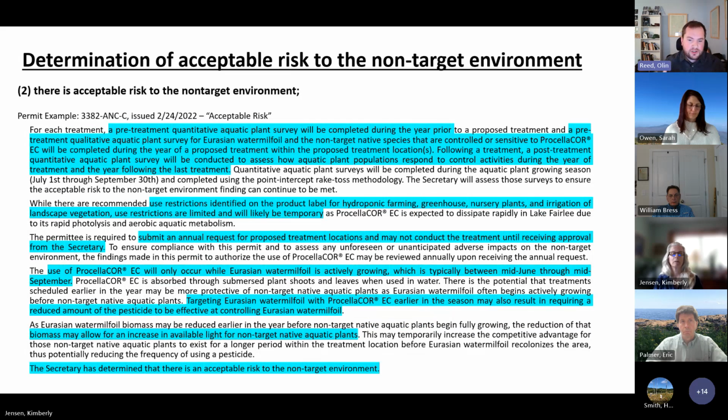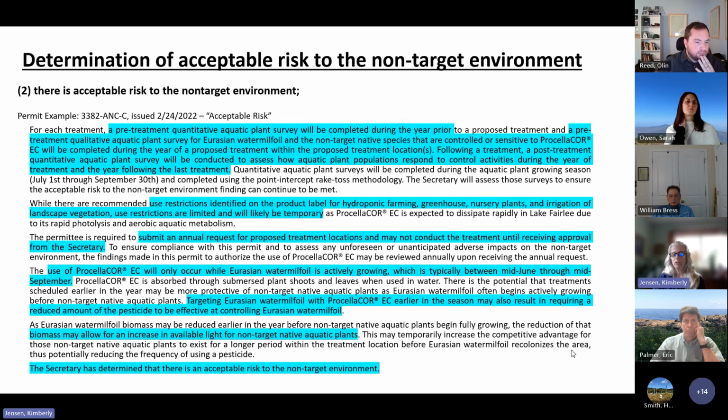And then again, we require pre-treatment plant surveys and post-treatment plant surveys. Those are so we can do a statistical analysis, which we completed, I believe, last in 2021, to see if we're seeing any statistical change in plant populations, frequency of occurrence, that sort of thing. And that's why we require these things. If something is happening, we can then go back and say, okay, we need to lower the amount that they're treating a lake with. We need to change the dates in which they're allowed to treat a lake, that sort of thing.